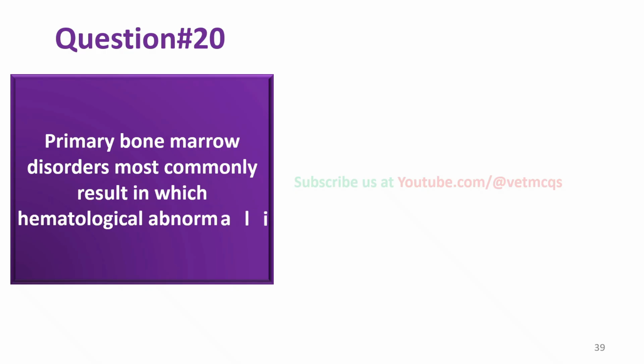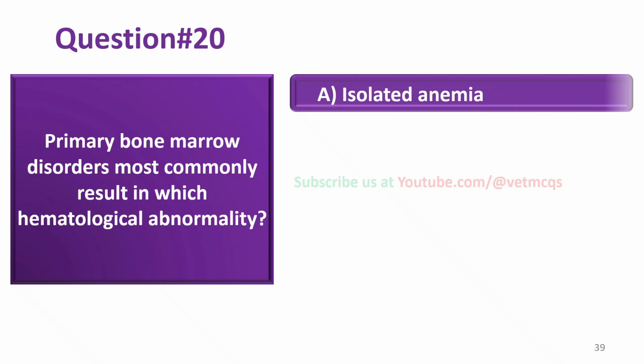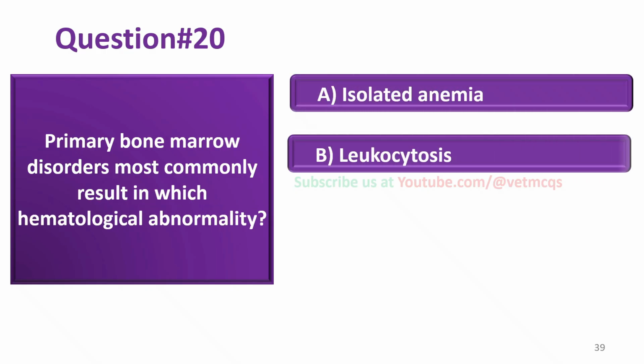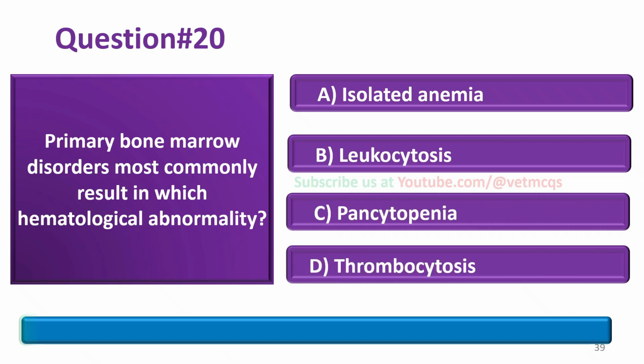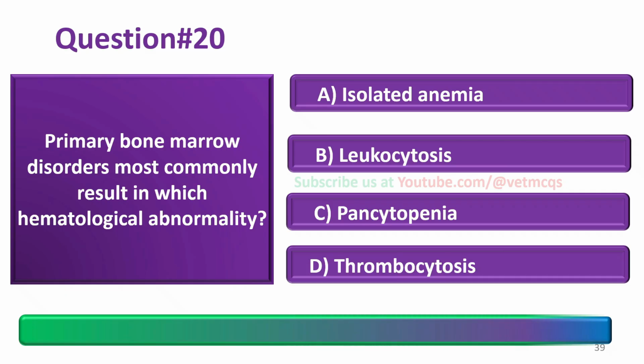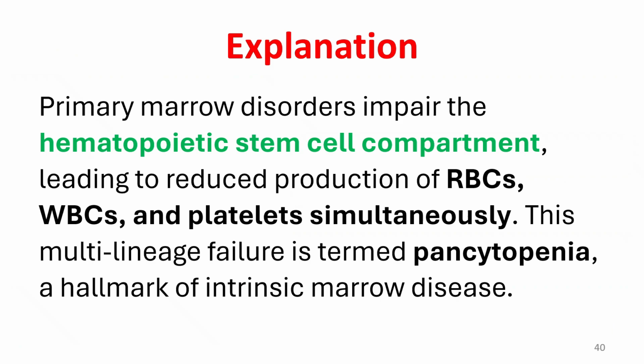Primary bone marrow disorders most commonly result in which hematological abnormality? Accelerated anemia, leukocytosis, pancytopenia, thrombocytosis. And the correct answer is option C, that is pancytopenia.